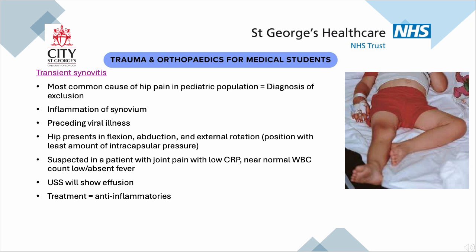If it is the hip that is affected, the child will be holding it in a flexed, abducted position and tends to lie with it externally rotated, because this is the position in which the capsule is most lax and reduces the pressure. We always need to get an X-ray and bloods, your CRP and your FBC. The CRP will be low, the white cell count will also be low, and the child won't have a temperature. And the ultrasound will often show an effusion. The treatment for this is ibuprofen, anti-inflammatories, and it is self-limiting and will get better.